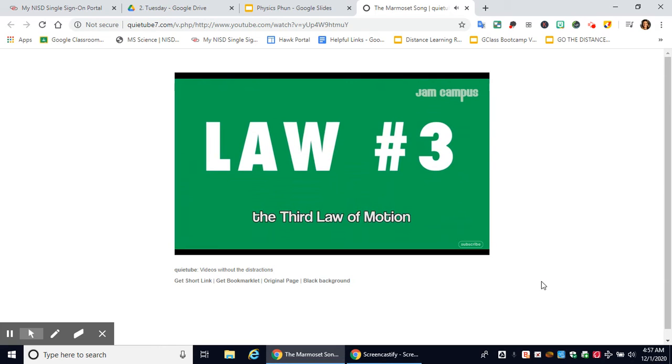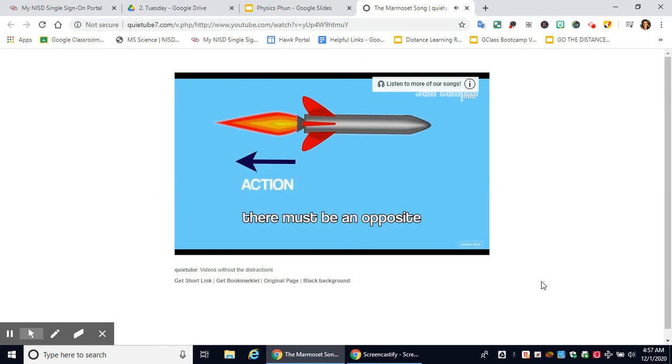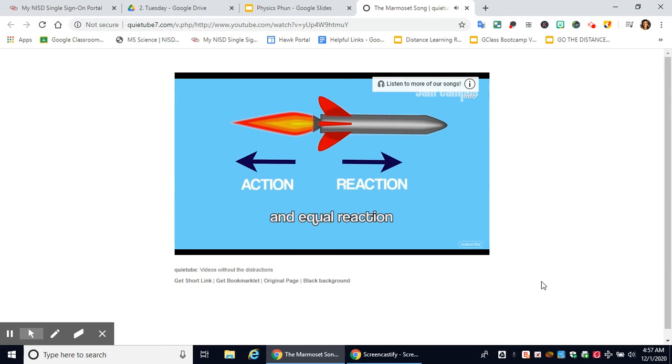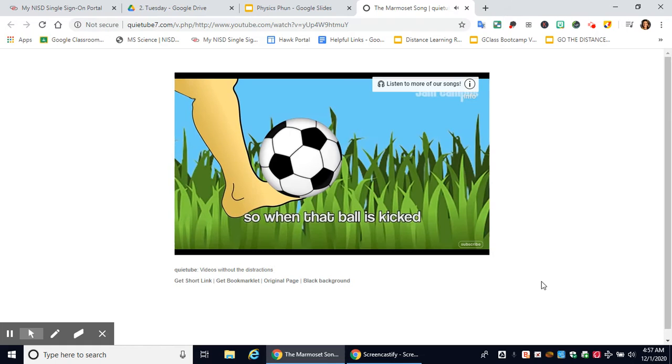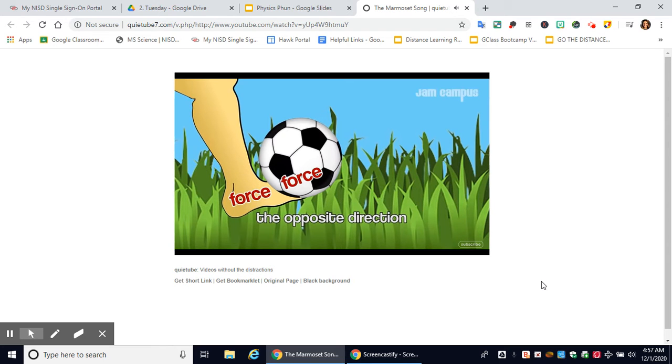The 3rd law of motion states for every action, there must be an opposite and equal reaction. So when that ball is kicked, one force will be given. The other force is returned in the opposite direction.